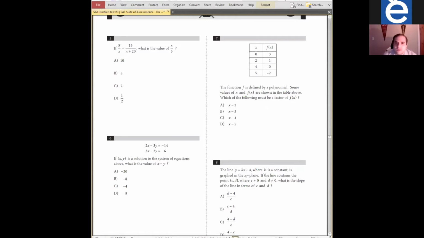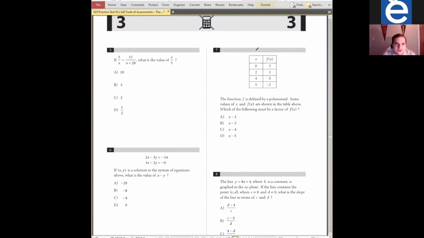Okay. In that case, here's a 7. So here you're dealing with what is in effect an XY chart, right? Whenever you see an f of x chart, it's xy. Basically, there is some function going on, and each one of these represents a point on that function. Now, this tells us it's a polynomial, not a line. Some values of x and f of x are shown.